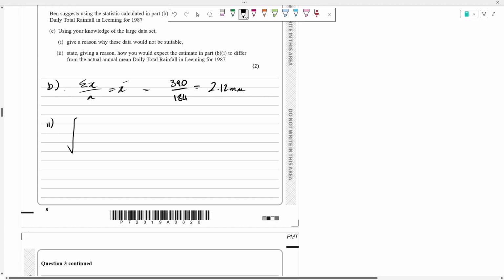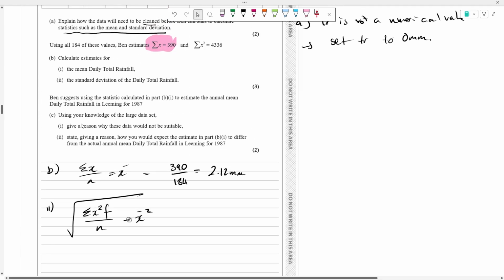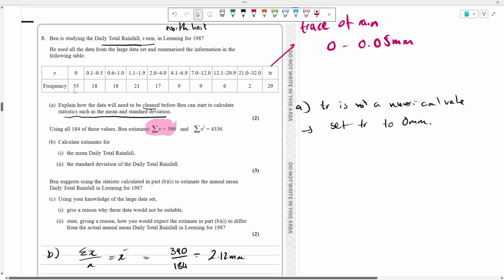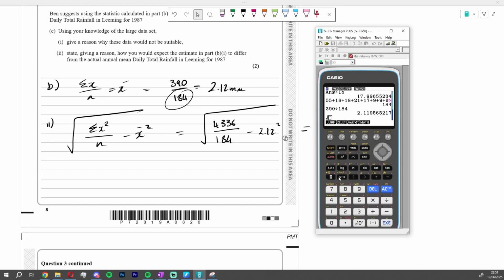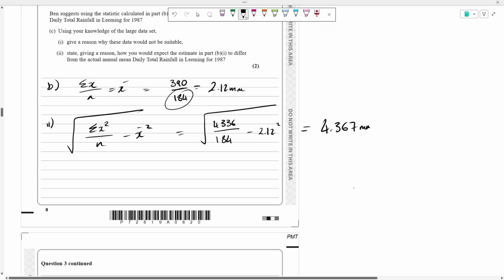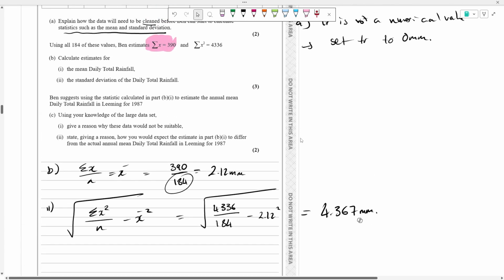Part II, that's our standard deviation. Our standard deviation is just a formula that's also in your formula book. That's going to be the square root of the summation of x squared f, all over n, minus your mean squared. Now they've given us this x squared, and in this case we don't actually need f, since it's a frequency table, but you don't need to multiply it up. So we can just take this value that they've given us. That's going to be the square root of 4336 over, well, we've already worked out the value of n, which was 184, minus 2.12 squared. If I put this into my calculator, I'm going to use my answer so it stays as accurate as possible, and that gives me 4.367 millimeters. Try to keep your units there. Sometimes they will mark you down for your units. Just try to add it.